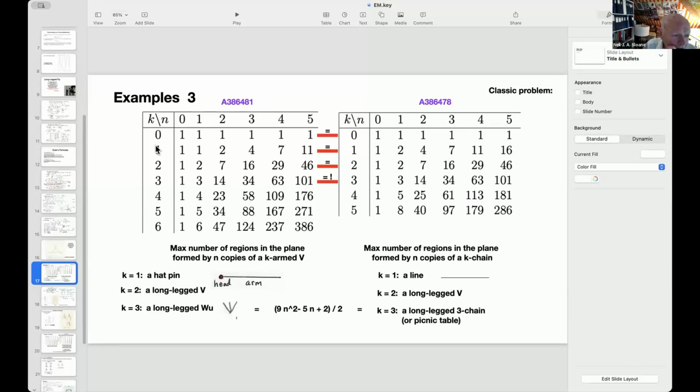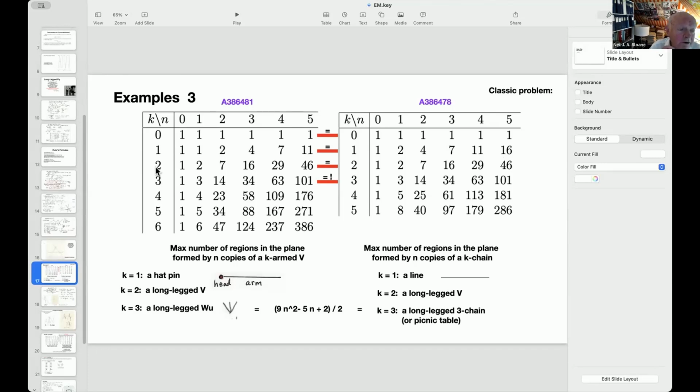If you have a one-armed V, that is a hat pin. It's got a distinguished node and a ray coming out of it. So a one-armed V is a hat pin, and you get the hat pin sequence. A one-armed chain, a one-chain, is an infinite edge, and so an infinite knife cut. So you get the pancake sequence. And these two sequences are essentially the same, except because the V has a distinguished node, it's shifted by 1 point. The number of infinite edges changes. But apart from that, they're the same.